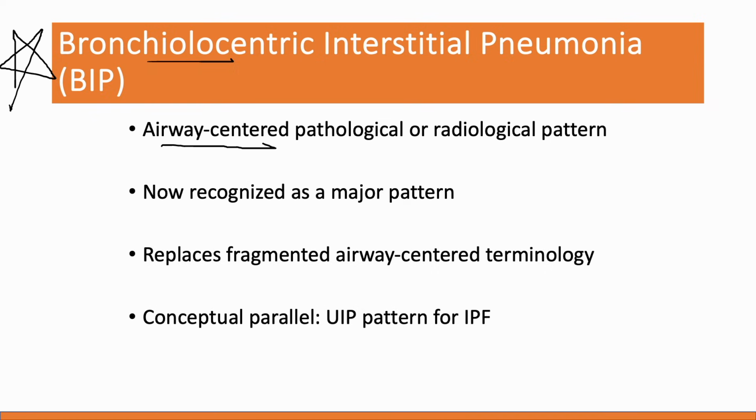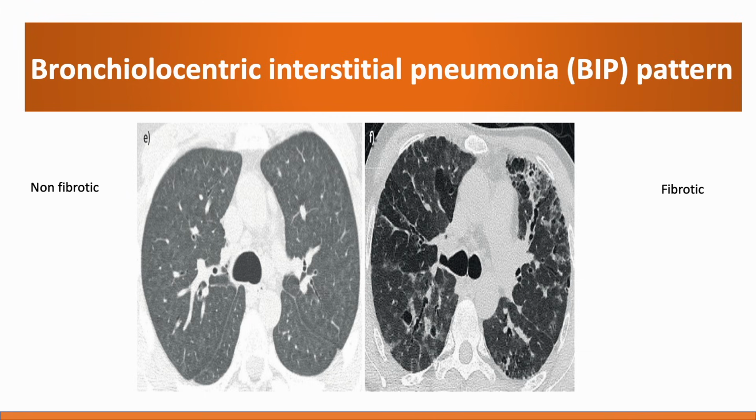You should remember that all the other previous terminologies like HP-like pattern or peribronchovascular pattern will be replaced with the terminology BIP. So, just like UIP pattern stands for IPF, a BIP can stand for more commonly something like an HP pattern, but then there will be other causes as well. This is the bronchiolocentric interstitial pneumonia pattern, or the BIP pattern, again divided into non fibrotic and fibrotic subtypes.